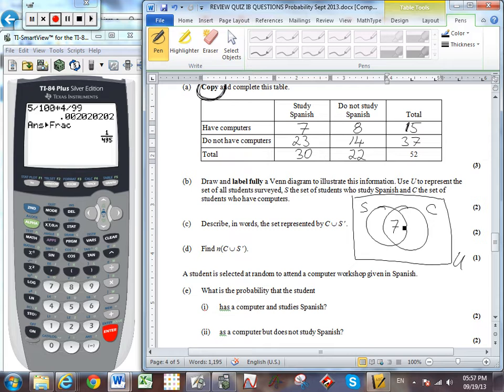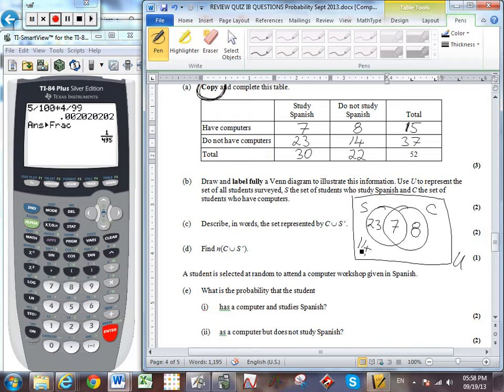There's a total of 30 Spanish studiers. 7 of them have a computer and 23 do not. There's a total of 15 computer users. 7 of them study Spanish and 8 of them do not. And if you add this all together, this gives you a total of 38 students. But wait, we're supposed to have 52 total students. That's because the other 14 of them do not study Spanish and they do not have a computer, which means that they are on the outside of the Venn diagram like so.